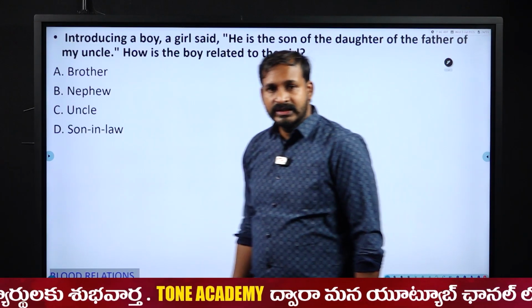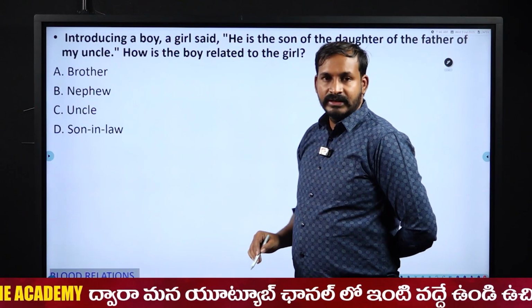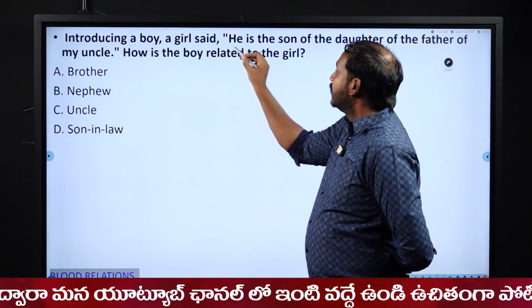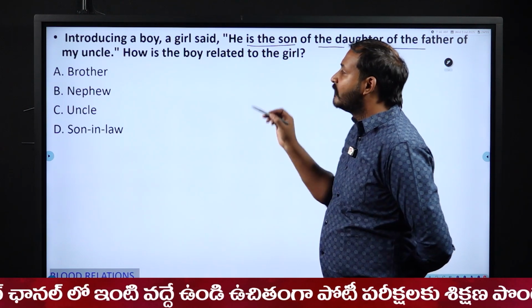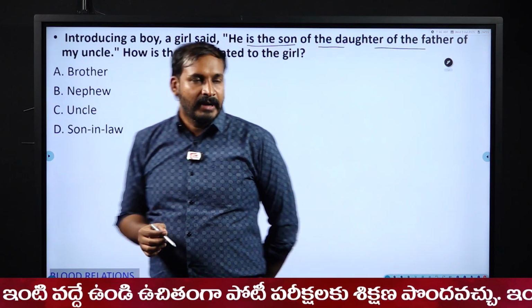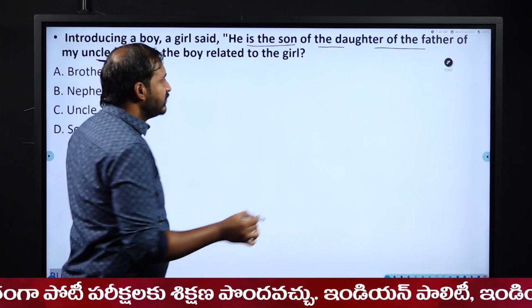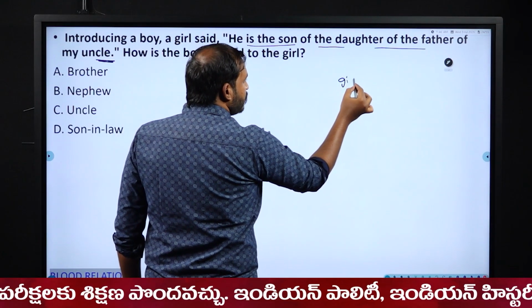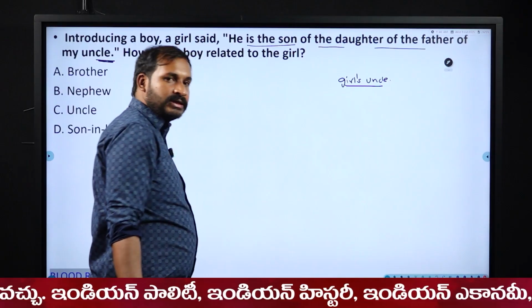Now see here the next one, a pointing to the photograph case. Introducing a boy, a girl said, he is the son of the daughter of the father of my uncle. My uncle means what? See here, once again we got here my uncle, that is the girl's uncle. Okay, we stopped at girl's uncle. Put that aside, girl's uncle.